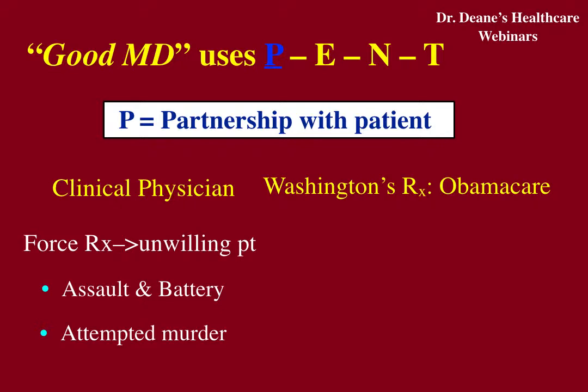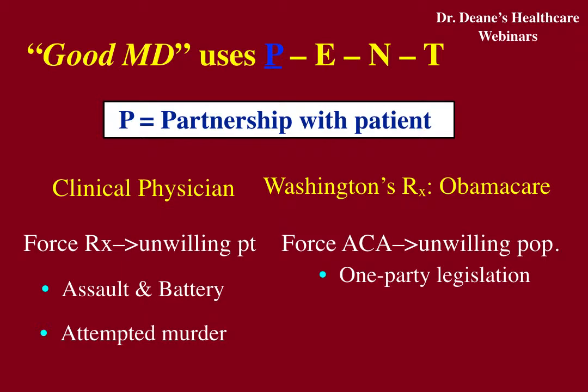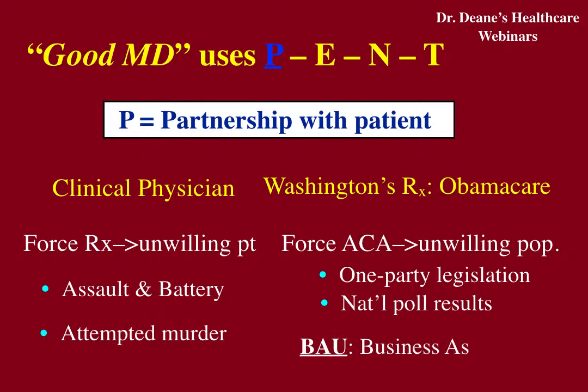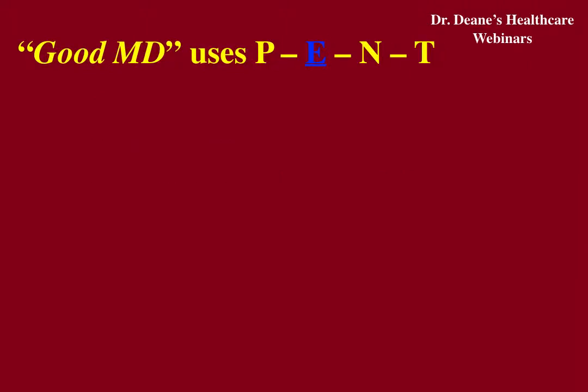Now let's look at Washington, with their treatment of the patient called Obamacare. Frankly, they forced it on an unwilling patient. This is the only legislation in U.S. history, that major social legislation, that was passed with one party and not a single vote of the other party. National polls have consistently shown that the American people resent and, quite frankly, don't like and are afraid of this treatment, and it has been business as usual for Washington instead of good medical practice.